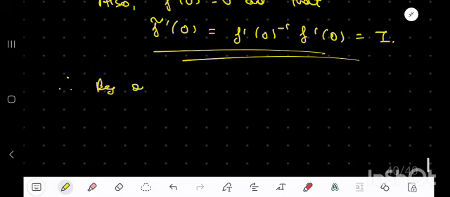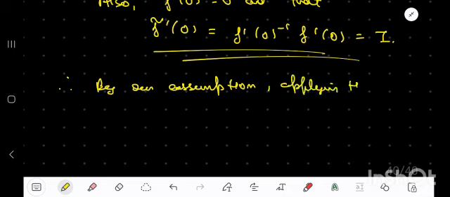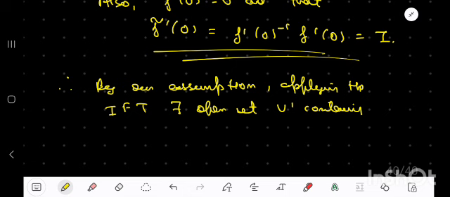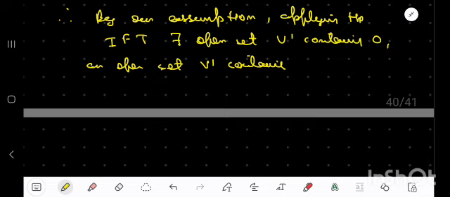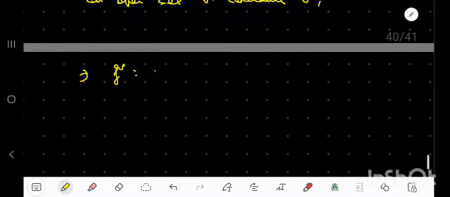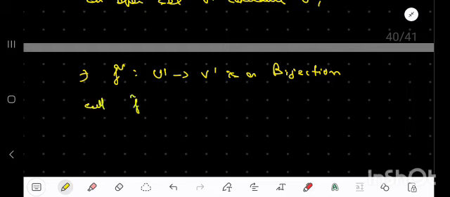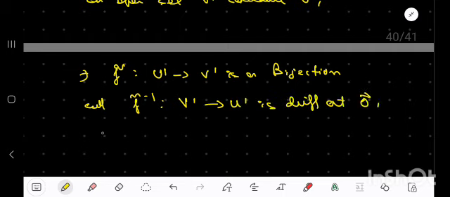Okay, so let me just explain it a bit. By our assumption, if I choose f prime at the origin to be the identity, applying the inverse function theorem, there exists an open set u prime containing the origin, and an open set v prime also containing the origin, because we have chosen f evaluated at the origin to be the origin, such that f tilde from u prime to v prime is a bijection, and the inverse of f tilde from v prime to u prime is differentiable at the origin with derivative, which we have just seen, the identity.